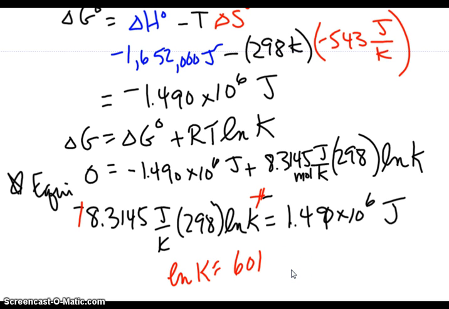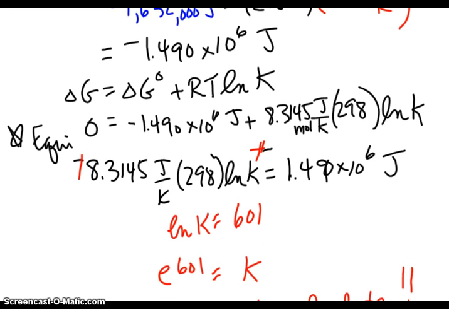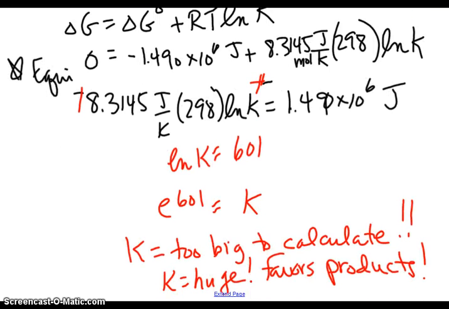Hopefully you got the same numbers, because the math isn't that hard at this point. But what is interesting, if you haven't gotten this far, I think it's really cool what happens next. Go ahead, e to the 601. Try it on your calculator. What do you get? You get an error. I got an error. It is too big to calculate. K is huge. It favors your products. What this is really saying is that it's going to go to completion. Let's go to the next problem.